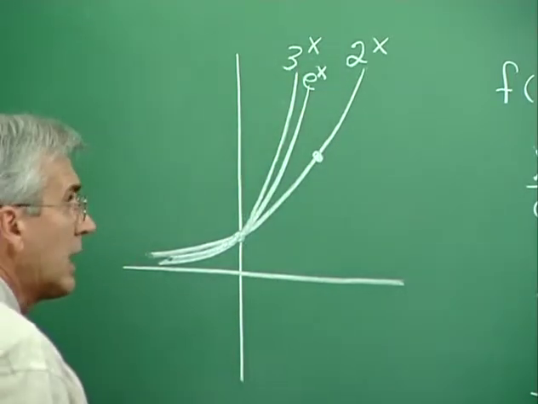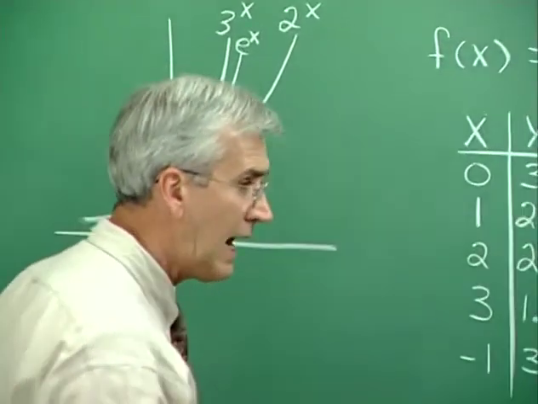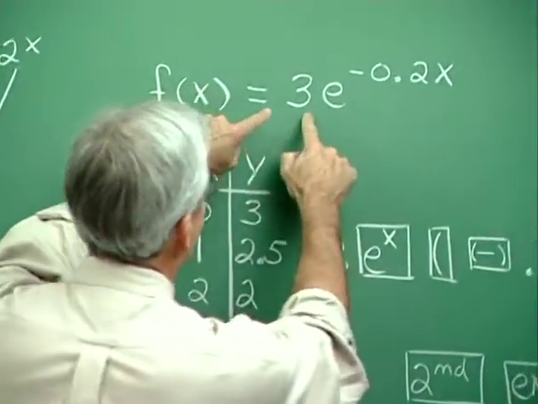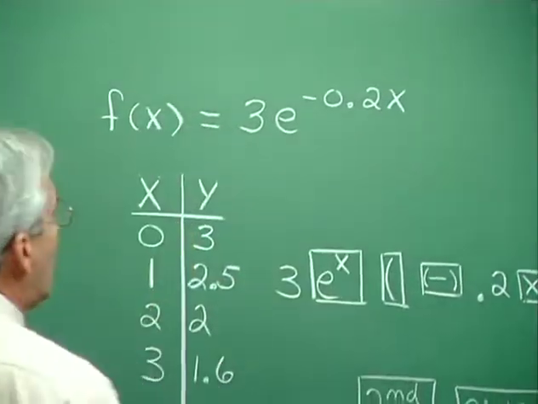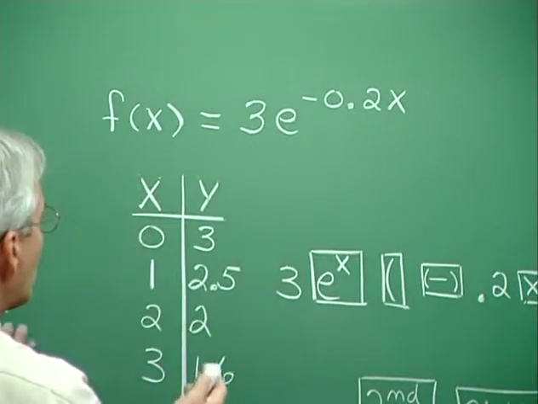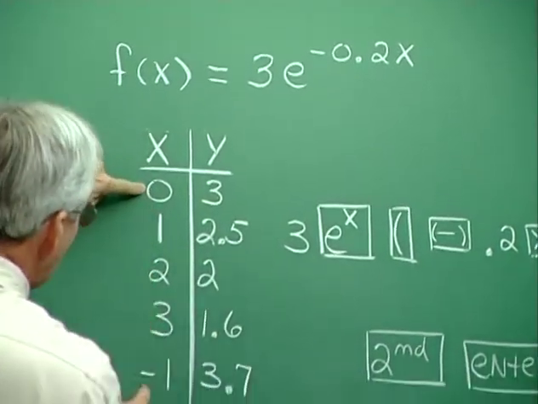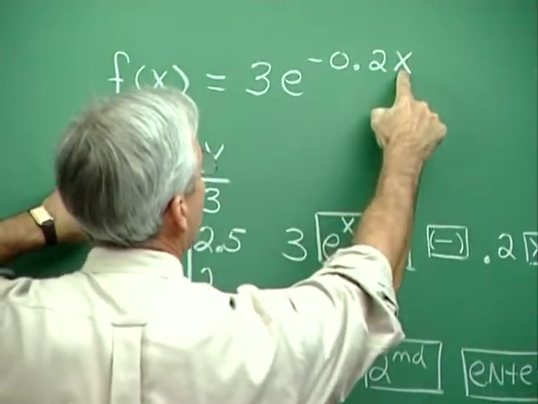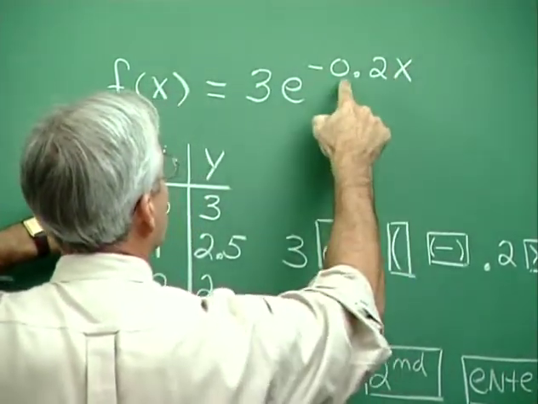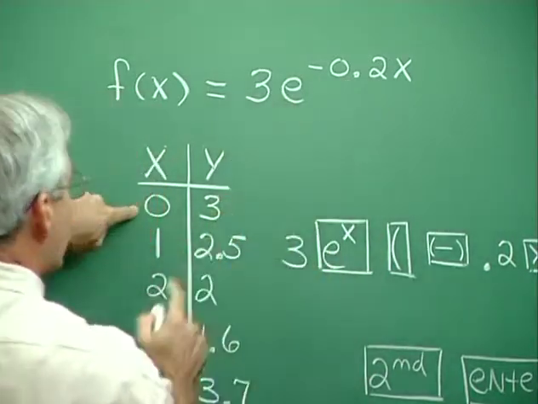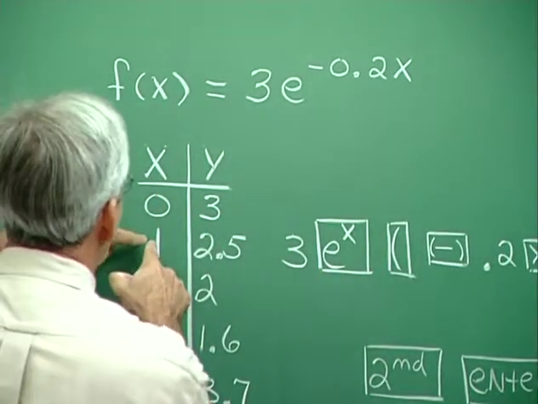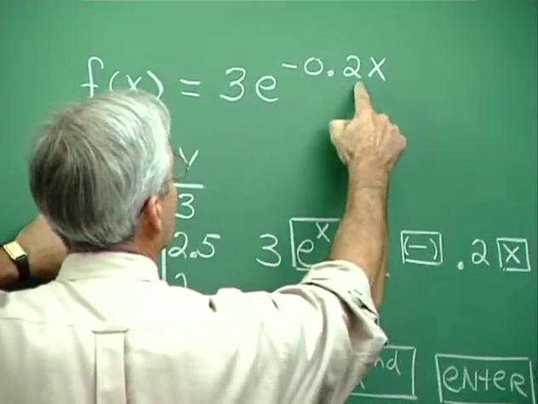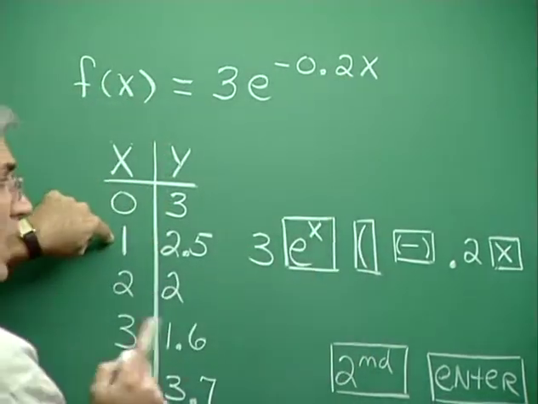Well, let's consider a function which has e as the base of an exponent. Let's see, how about f of x is 3e to this exponent? Now, to use a table of values, we would need to put in some integer values for x and evaluate for y. Well, if x is 0, then this exponent becomes 0. e to the 0 power is 1. 3 times 1, 3. Okay, that's pretty easy. But for an x of 1, we would have to raise e to the negative 0.2 power. Not an easy task.